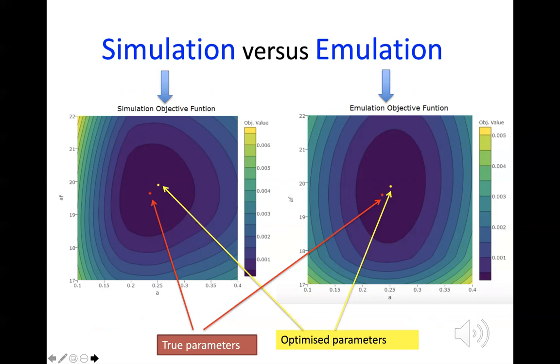On the left-hand side, you see a contour plot for the simulator, that is, the direct numerical solution of the finite element equations of the original mathematical model. On the right-hand side, you see the corresponding plot for the emulator. You see that the functions are similar, and the parameters that we get from the optimization of these functions are also similar. However, the optimization of the function on the left using the simulator takes several hours, while the optimization of the function on the right, the emulator, only takes a few seconds.